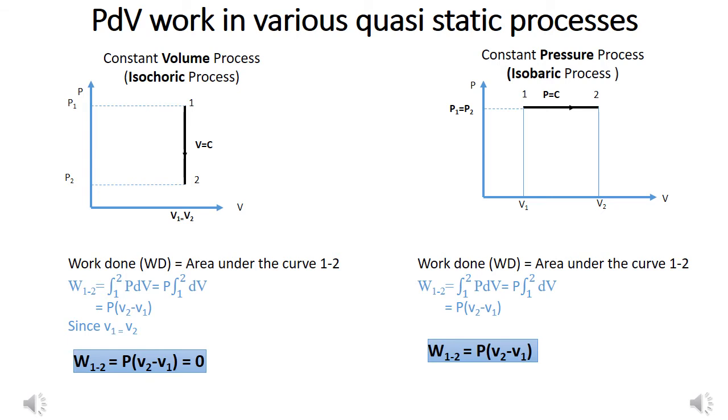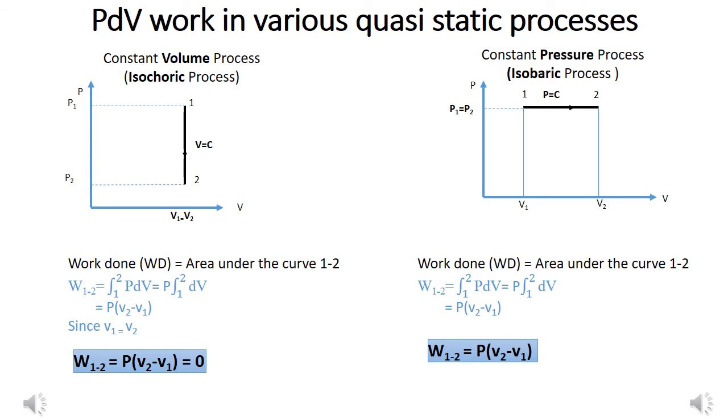Let us consider the constant volume process where V is equal to constant, that is V1 equal to V2. Work done is given by the area under the curve 1 to 2. So work done is nothing but the integration of PdV from the initial point to the final point. After integration, we get P into V2 minus V1. Since the volume is constant in this isochoric process, we have V2 equal to V1. So work done is equal to 0.